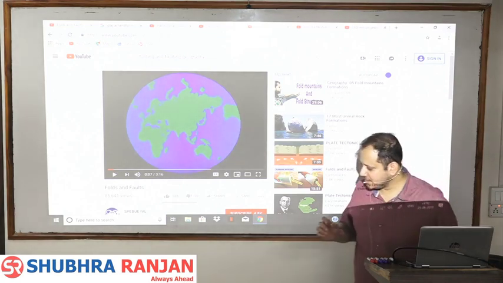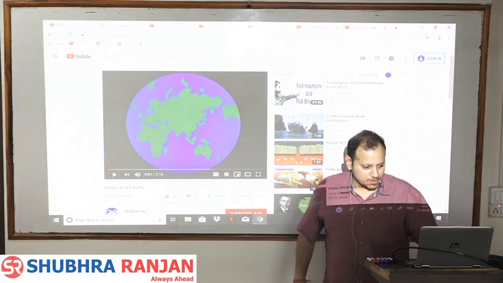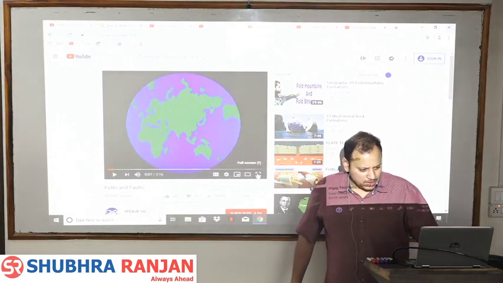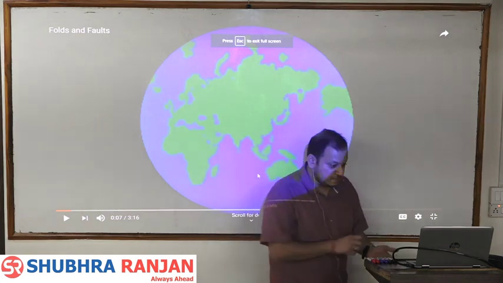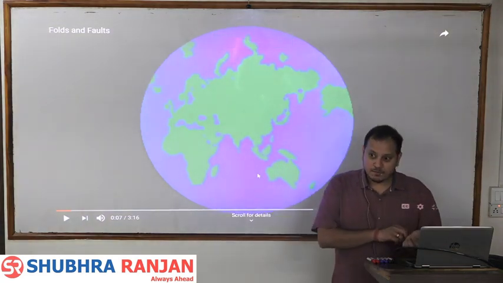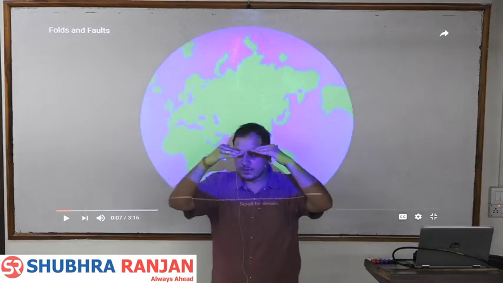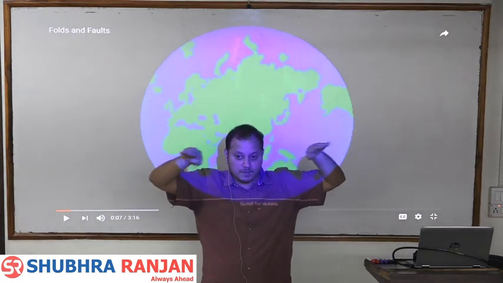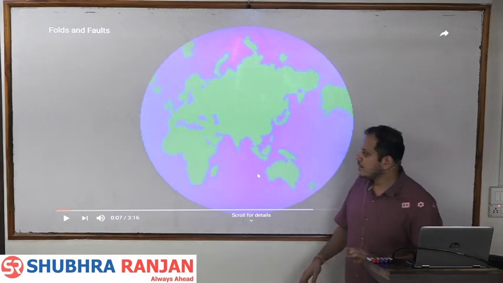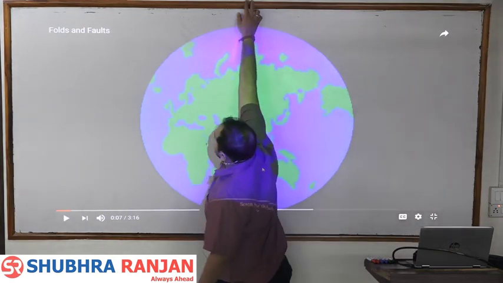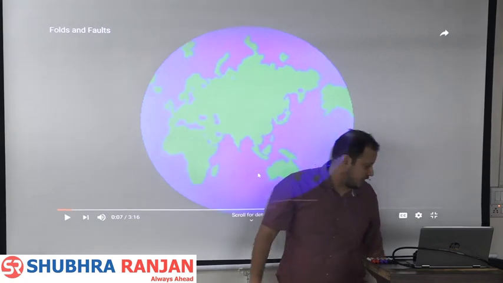See, we have seen yesterday that there are some endogenetic forces and some exogenetic forces operating on the earth. Endogenetic forces will result in the creation of relief features. How the relief features are created depends upon whether the plates come near each other, causing folding, or go away from each other, causing faulting. You may not understand what folding or faulting is right now, but the earth is constantly in the process of change.